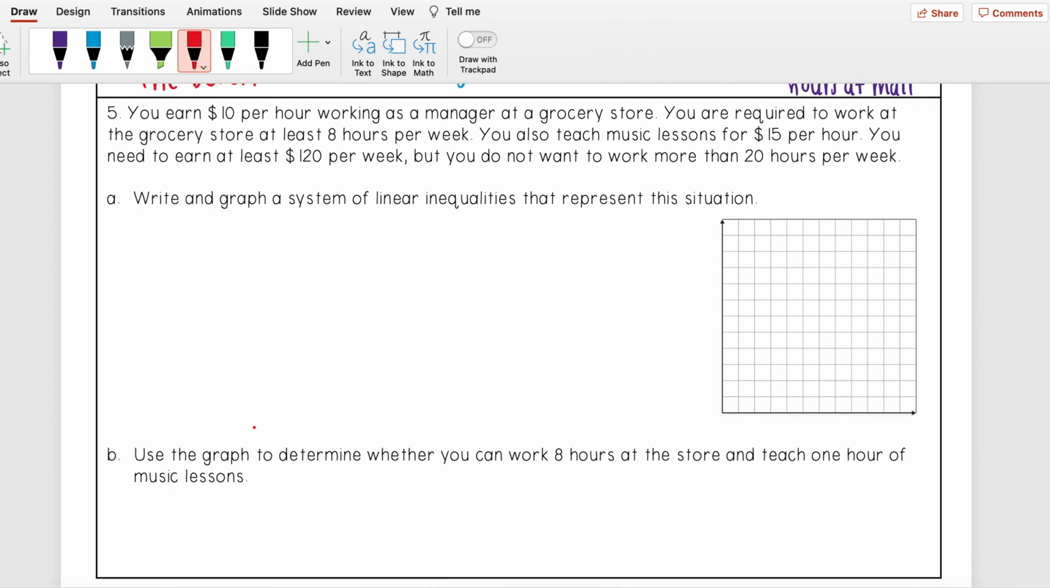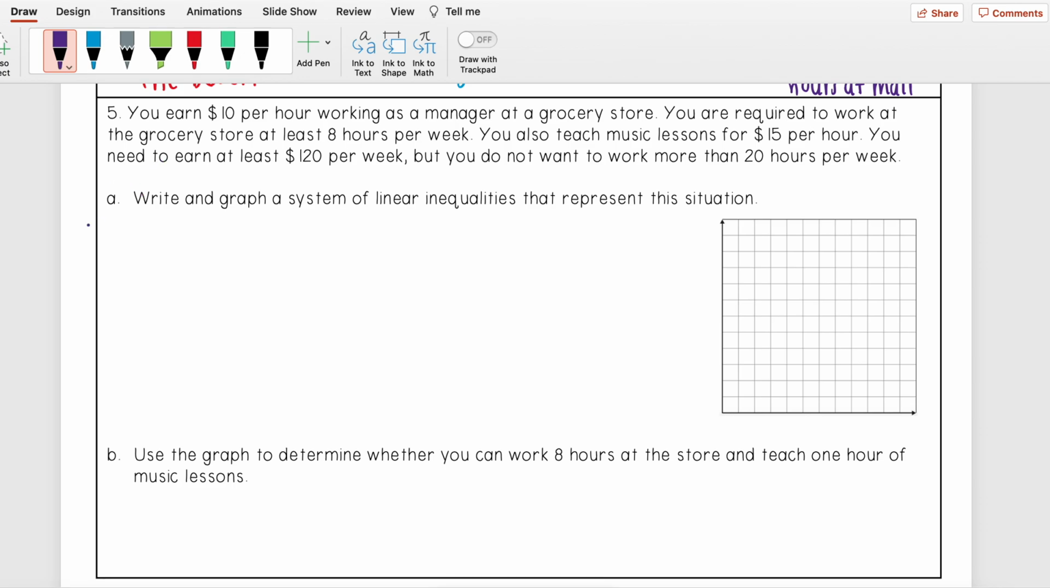Okay, let's look at another one. This one says you earn $10 per hour working as a manager at a grocery store. You're required to work at the grocery store at least 8 hours per week. You also teach music lessons for $15 per hour. You need to earn at least $120 per week, but you do not want to work more than 20 hours per week. Write and graph a system of linear inequalities that represent the situation.